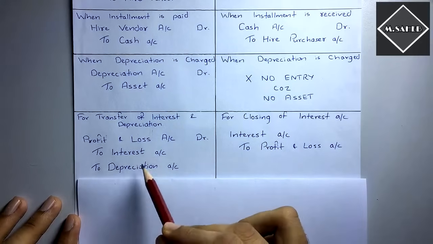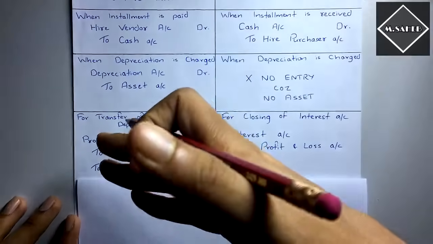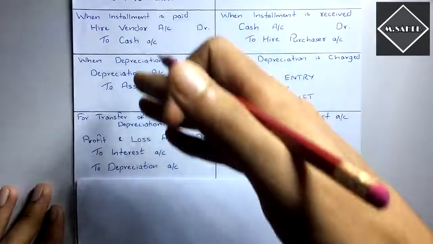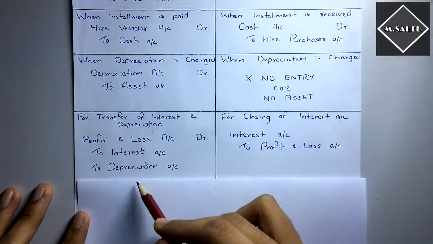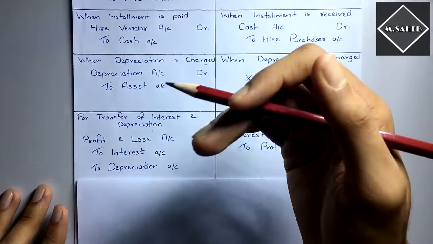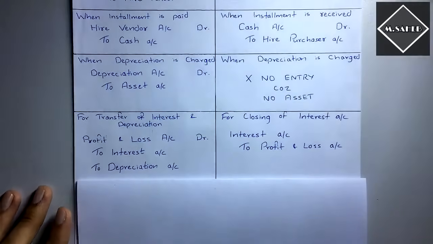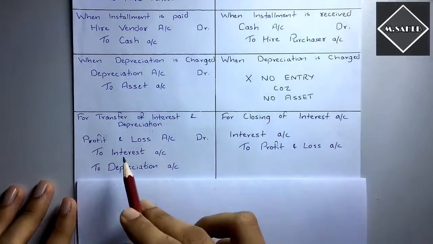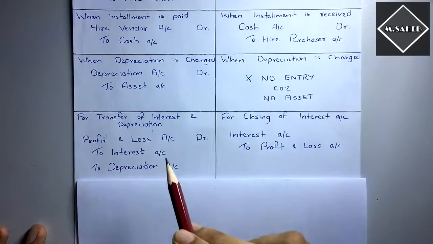Whatever expenses come on the debit side of the profit and loss account, on the left side, you remember that, whenever we used to prepare that in 11th standard, all the interest, depreciation, rent paid, telephone charges, all used to come on the left side of the profit and loss account. So the same thing we are doing over here, we are transferring these balances to the profit and loss account.